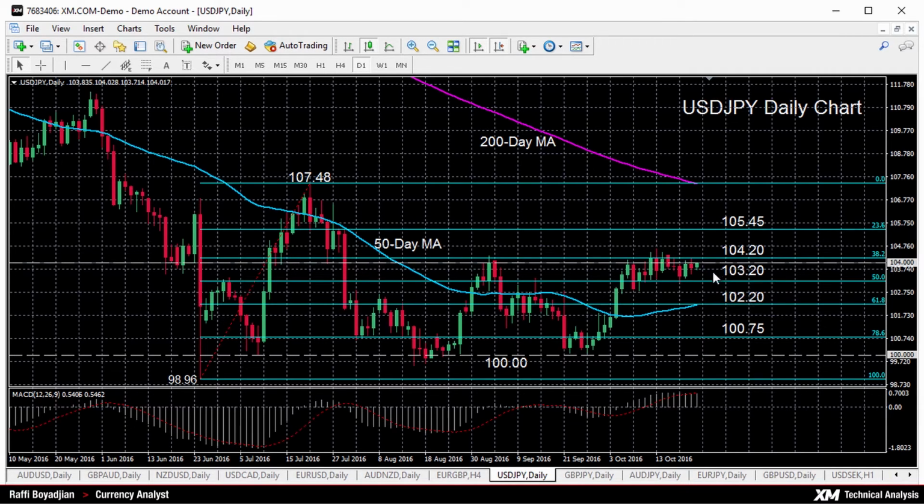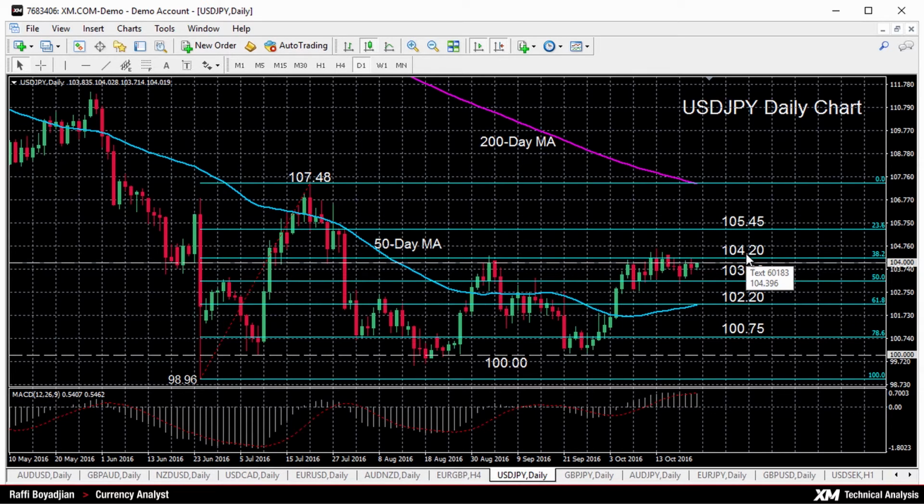The 104 handle is a key resistance area as it coincides with the 38.6% Fibonacci retracement level of the June to July up leg from 98.96 to 107.48. A break above the 38.6% Fibonacci level at 104.20 is needed to sustain the current positive momentum.